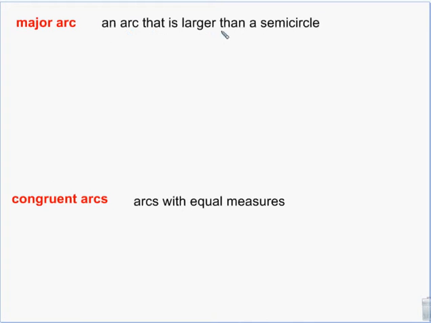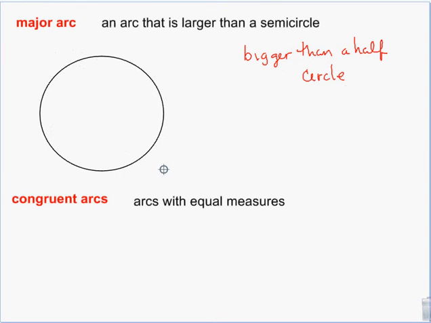On the opposite end of that, a major arc is larger than a semicircle. So bigger than a half circle. So if I come in with a circle, and here's the halfway point, the major arc is going to be, at minimum, like that big. It's got to be bigger than a half circle. And it can go anywhere from here to maybe there, you know, around, just like a little piece that's missing.